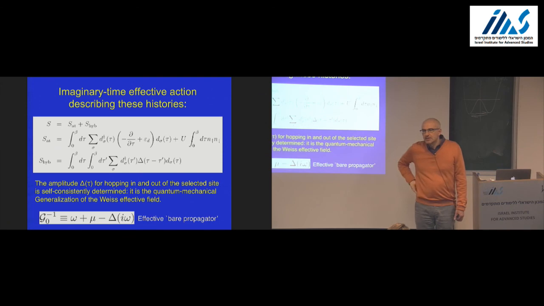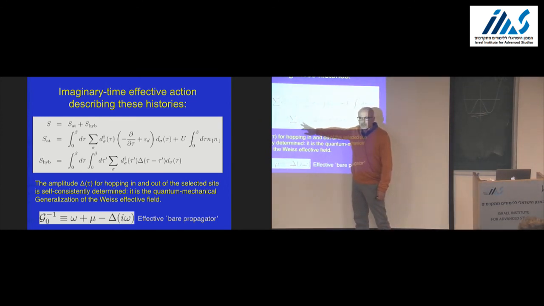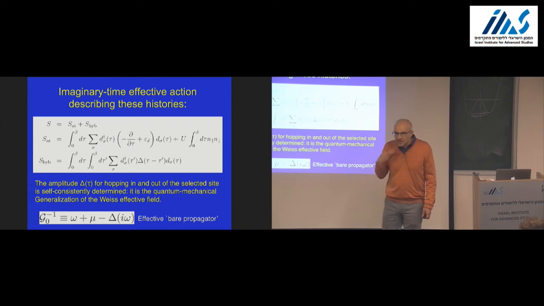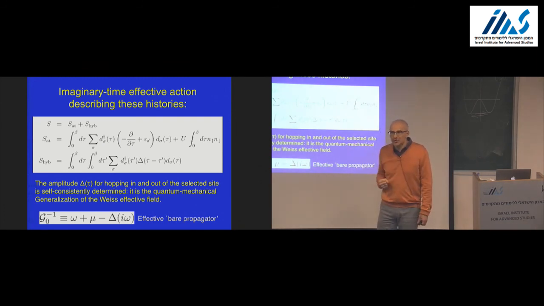Yes? So I'm trying to understand which interactions will go into delta. Okay. So delta is not an interaction term. It's a one-body term, right? But it will depend on the value of U, because there is a self-consistency condition that determines it that I haven't told you yet.